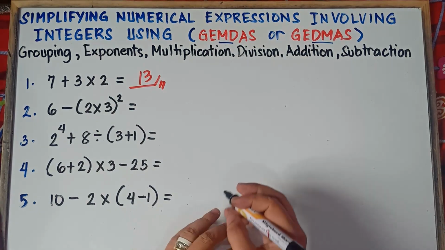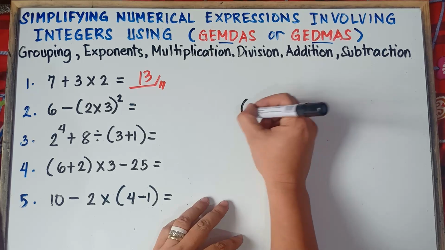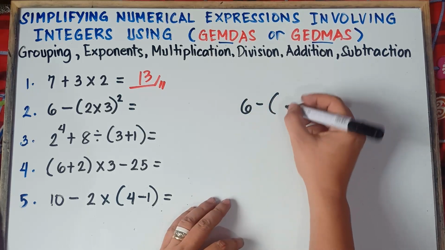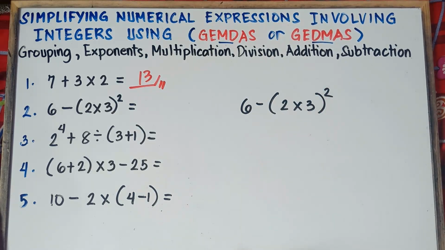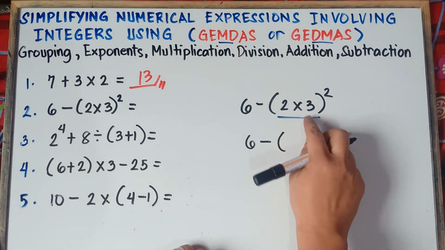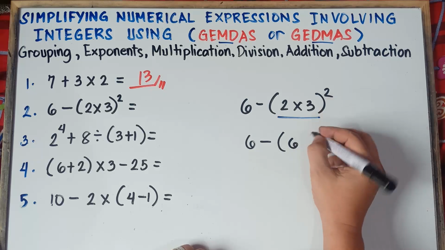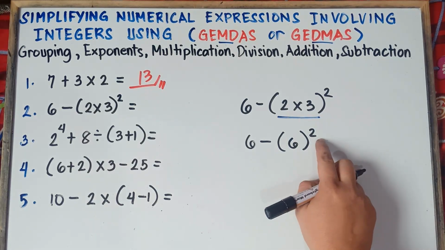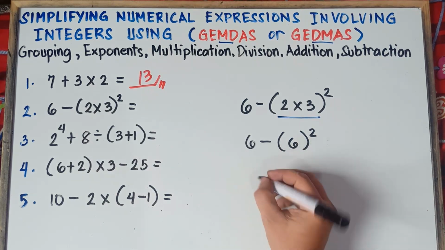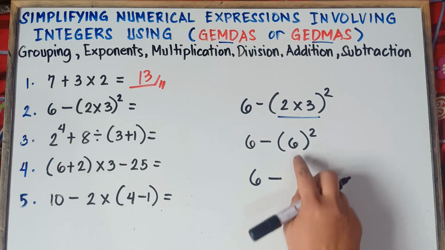Alright, so let's have example number 2. Let me just copy that one. 6 minus, open parenthesis, 2 times 3, close parenthesis, squared. So once again, simplify inside the parenthesis first. So 6 minus, 2 times 3, that would be 6. Then copy squared. Do not forget the square, the exponent. Exponent comes first before subtraction. So copy 6 minus, so 6 squared, class.